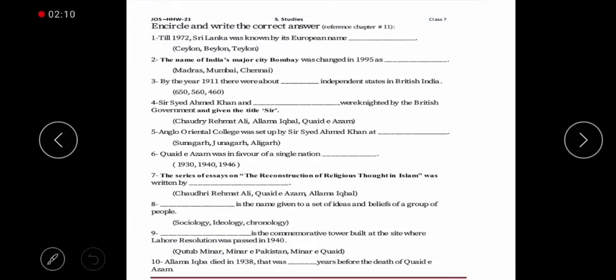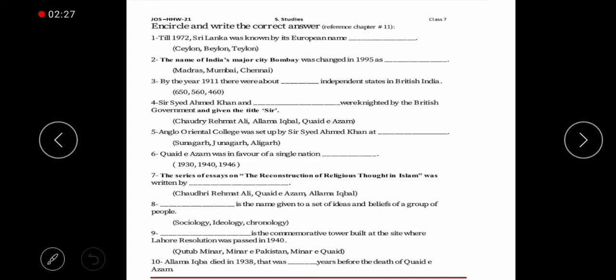This is encircle and write the correct answer. The reference has been given incorrect. The reference is from chapter number 14. You can find out the answers of these. So let me guide you about encircling and writing the correct answers for these blanks.